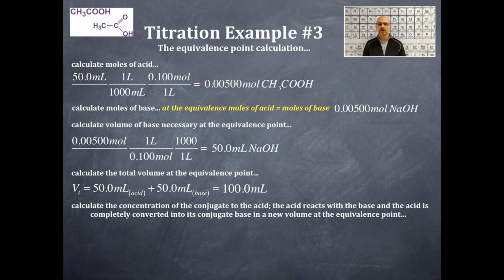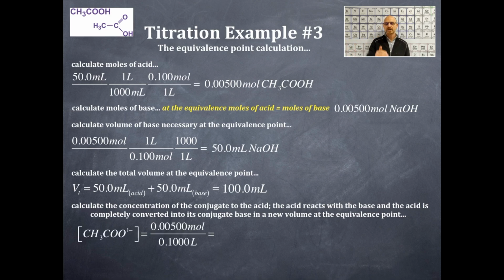Now from here, we're going to calculate the concentration of the conjugate of the acid, that is the acetate ion concentration. The acid reacts with the base, and the acid is completely converted into its conjugate base, acetate ion, in a new volume at the equivalence point. So we're calculating the concentration of the acetate ion at the equivalence point in this new volume. The moles of the acetate ion are the same as the moles of the acetic acid, because all the acetic acid has been converted into its conjugate.